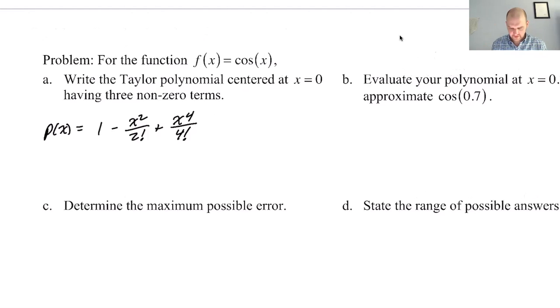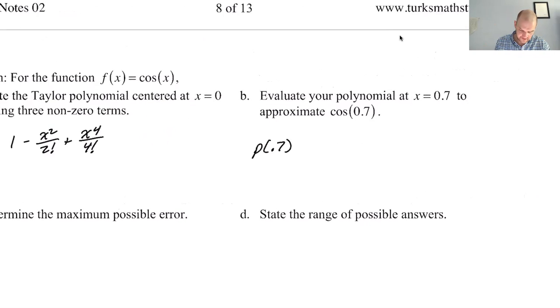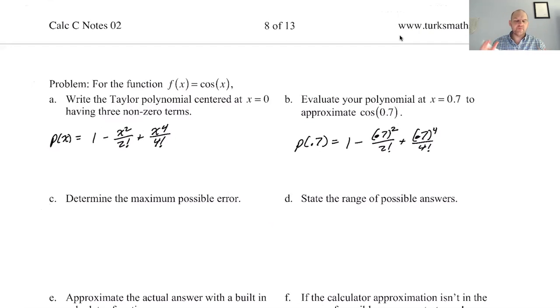So evaluate your polynomial. So what we're going to be doing here is we're just going to be doing p of 0.7. Now, as far as the AP exam is concerned, we could say p of 0.7 is 1 minus 0.7 squared over 2 factorial plus 0.7 to the 4th over 4 factorial and live our life. The problem with that, I think, is part D when it says state the range of possible answers. What are you going to do? You basically need decimals at some point. So I'm going to switch over to the calculator and see if I can get that rolling.